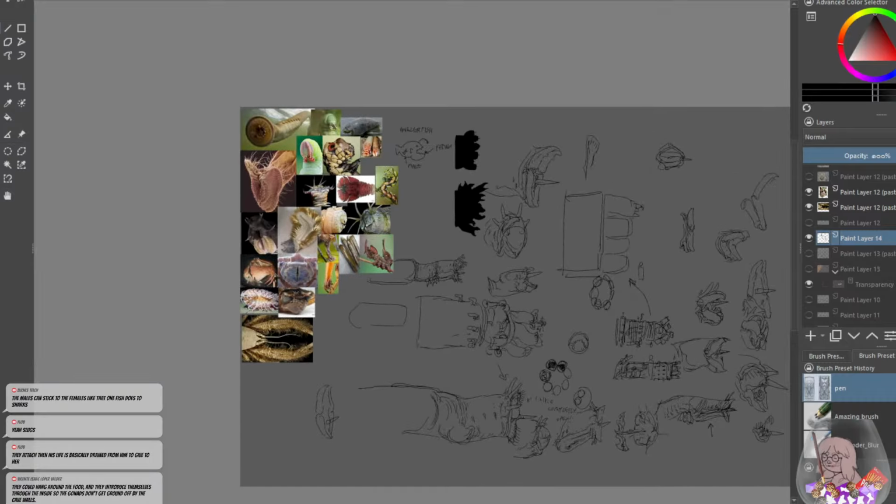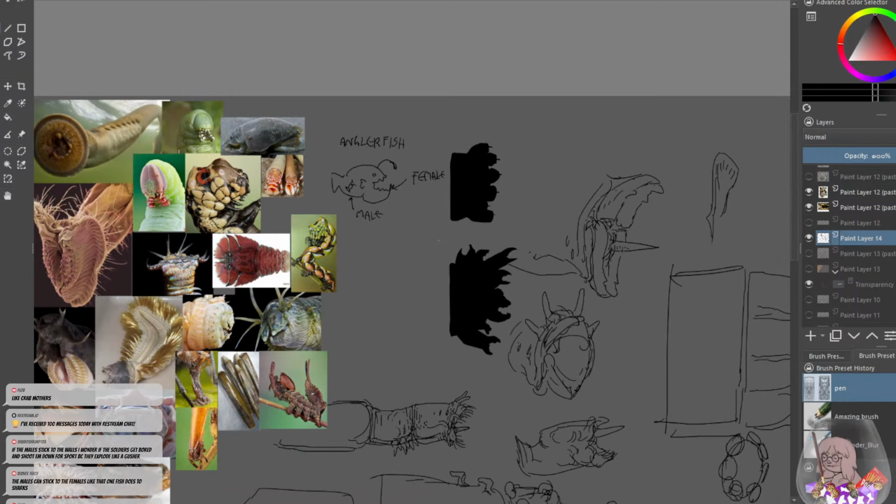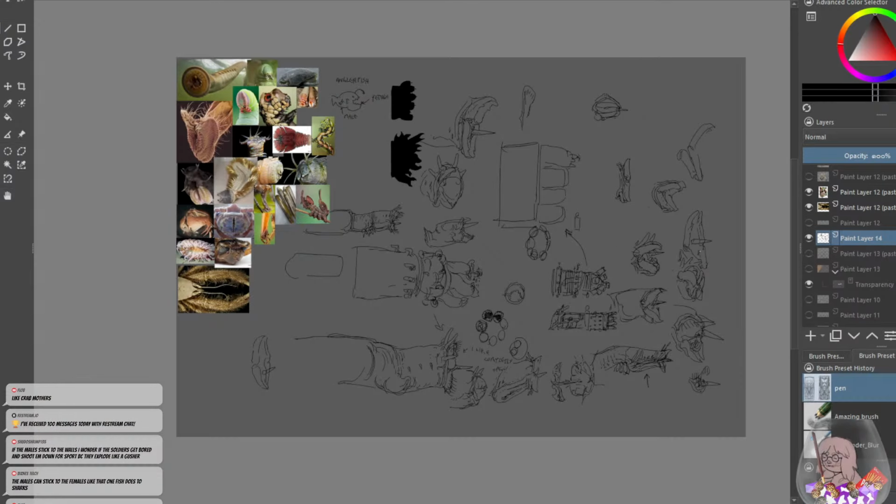Fish does that to sharks. Well, we already compared it to anglerfish. That's the whole thing. The anglerfish males assimilate themselves into the female and just stick to them like a skin tag. I wonder if the soldiers get bored and shoot them down for sport because they explode like a gusher. Ew. I mean, they'd be inside the tunnels, and the tunnels aren't really exposed, so I don't think you'd be able to shoot them down like gushers.